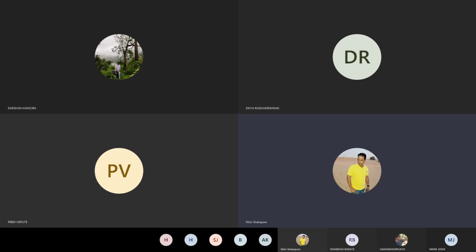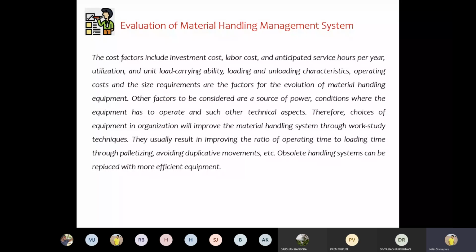They want to say about this particular situation. A cost factor includes investment cost, labor cost, and anticipated service hours per year, utilization, and unit load carrying ability. Loading and unloading characteristics, operating cost, and the size requirement are the factors for the evaluation of material handling equipment.